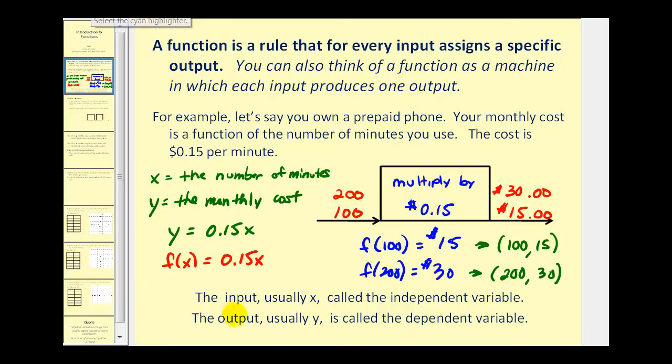And there is quite a bit of new vocabulary when we talk about functions. The input, usually x, is called the independent variable, and the output, usually y, is called the dependent variable.